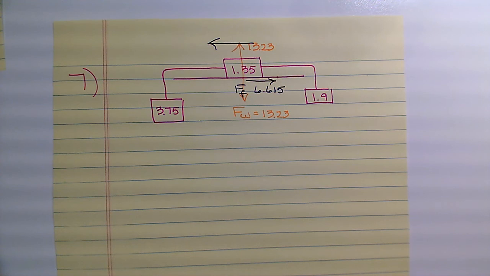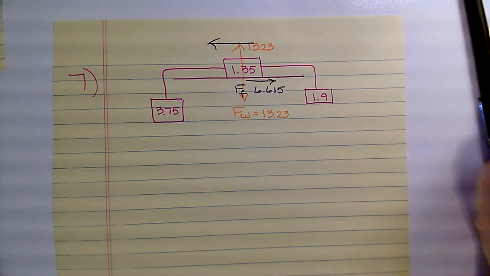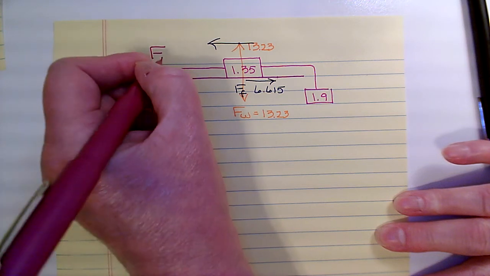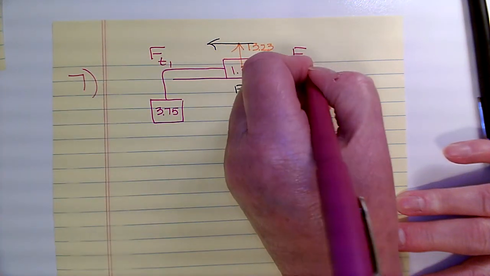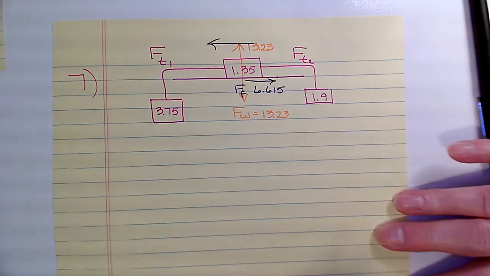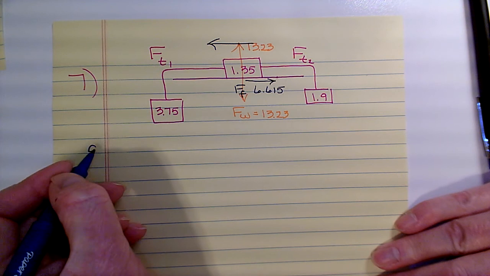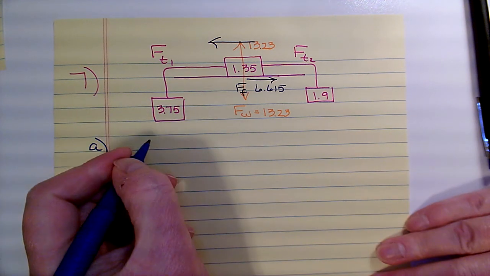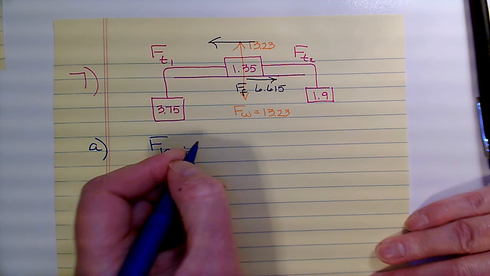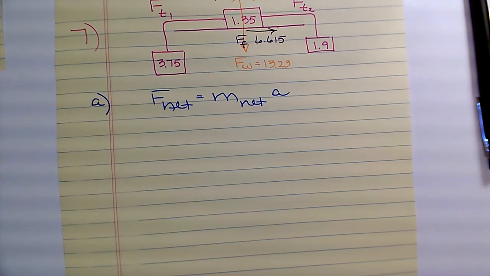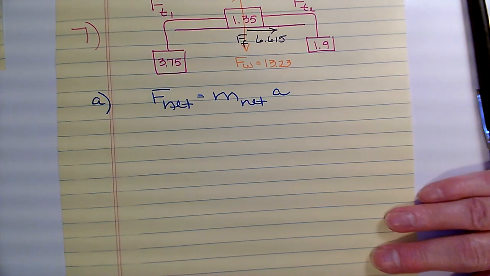Okay, so letter A says determine the acceleration of each object, which means the acceleration of the system, and determine the tension in each of the strings. So I have 2 strings here. Let's call this string FT1, and we'll call this one FT2. And again, I can't find the tensions until I find the acceleration. So we will start with that, and we will find the acceleration by using F net equals m net times a. And I know it's m net because there's connected objects. There's more than one box in my story here.